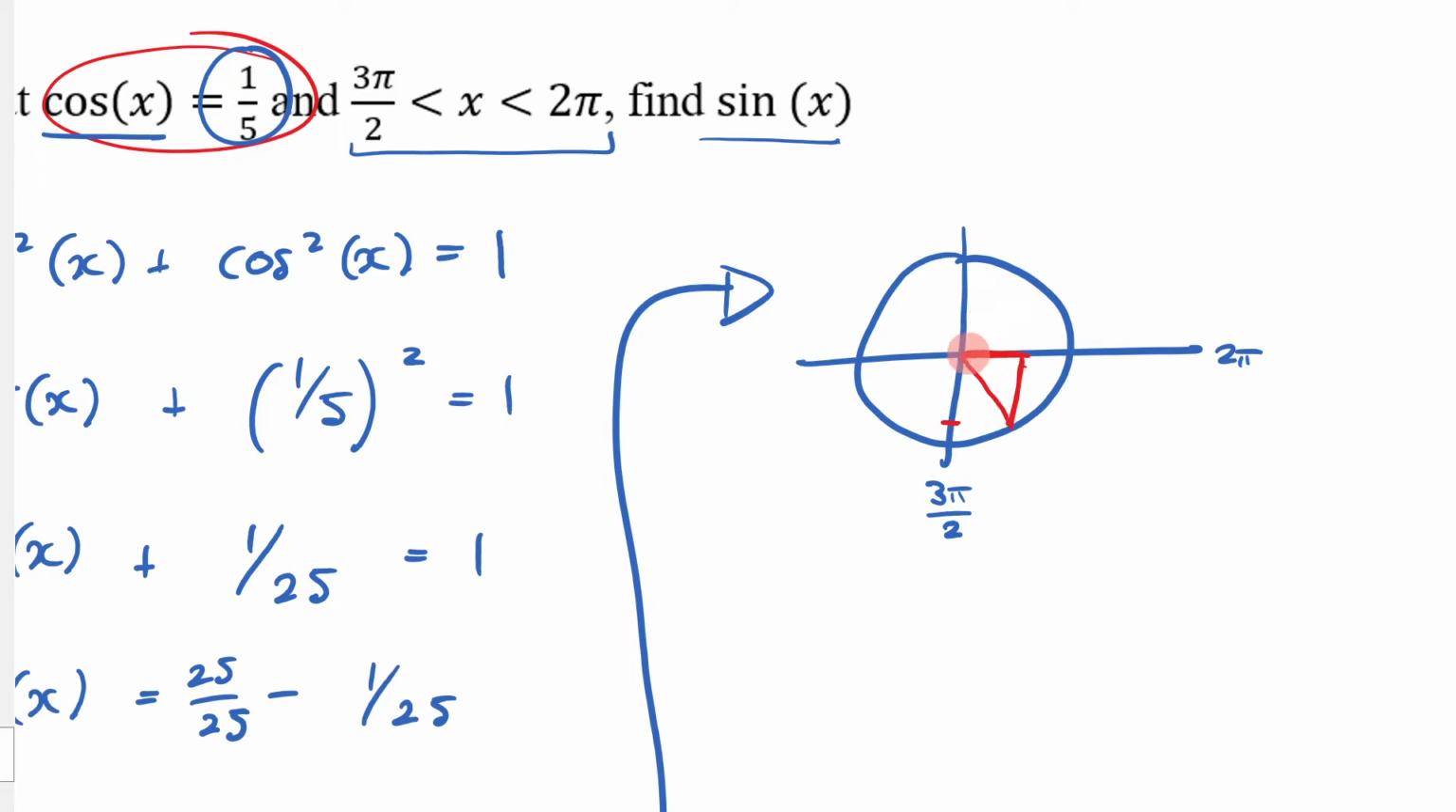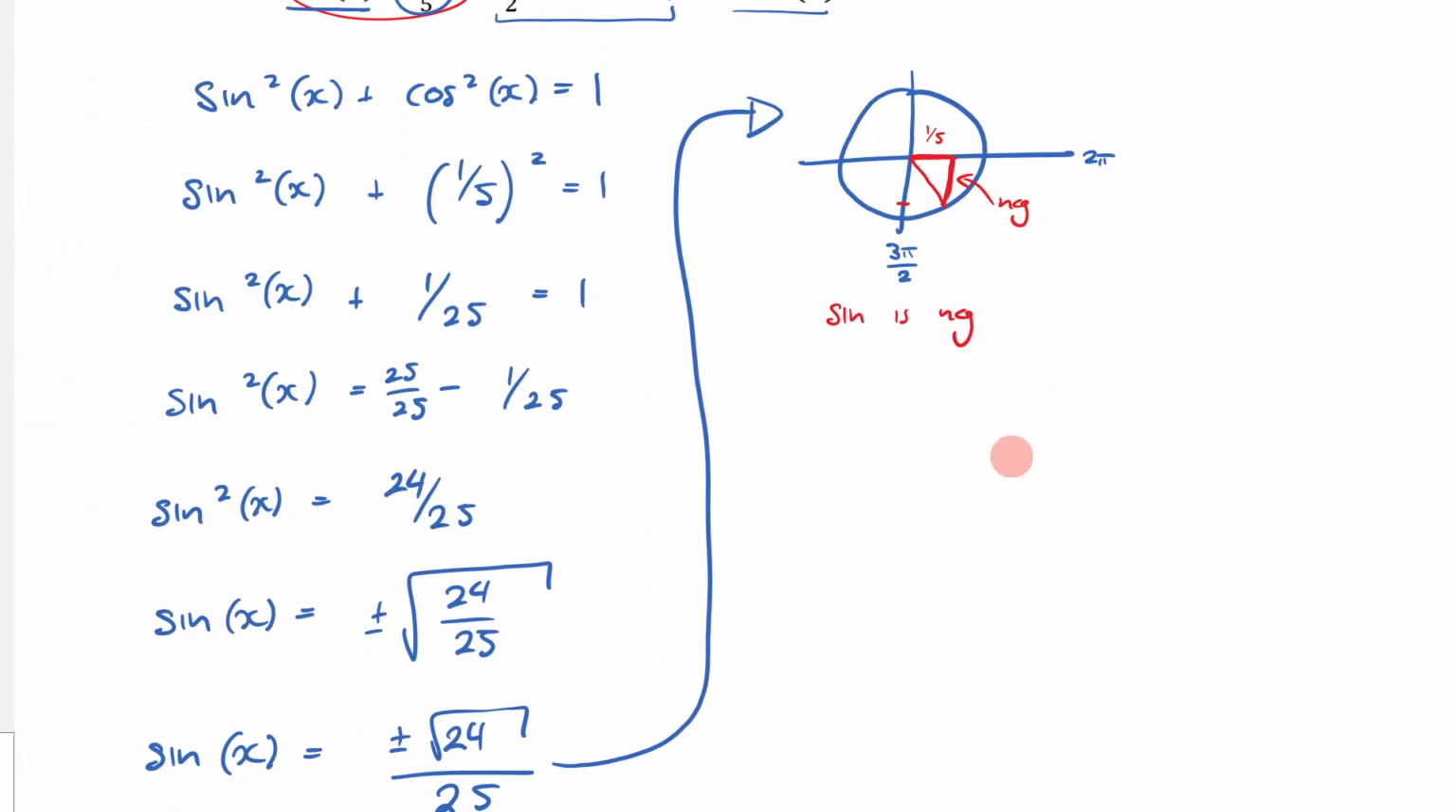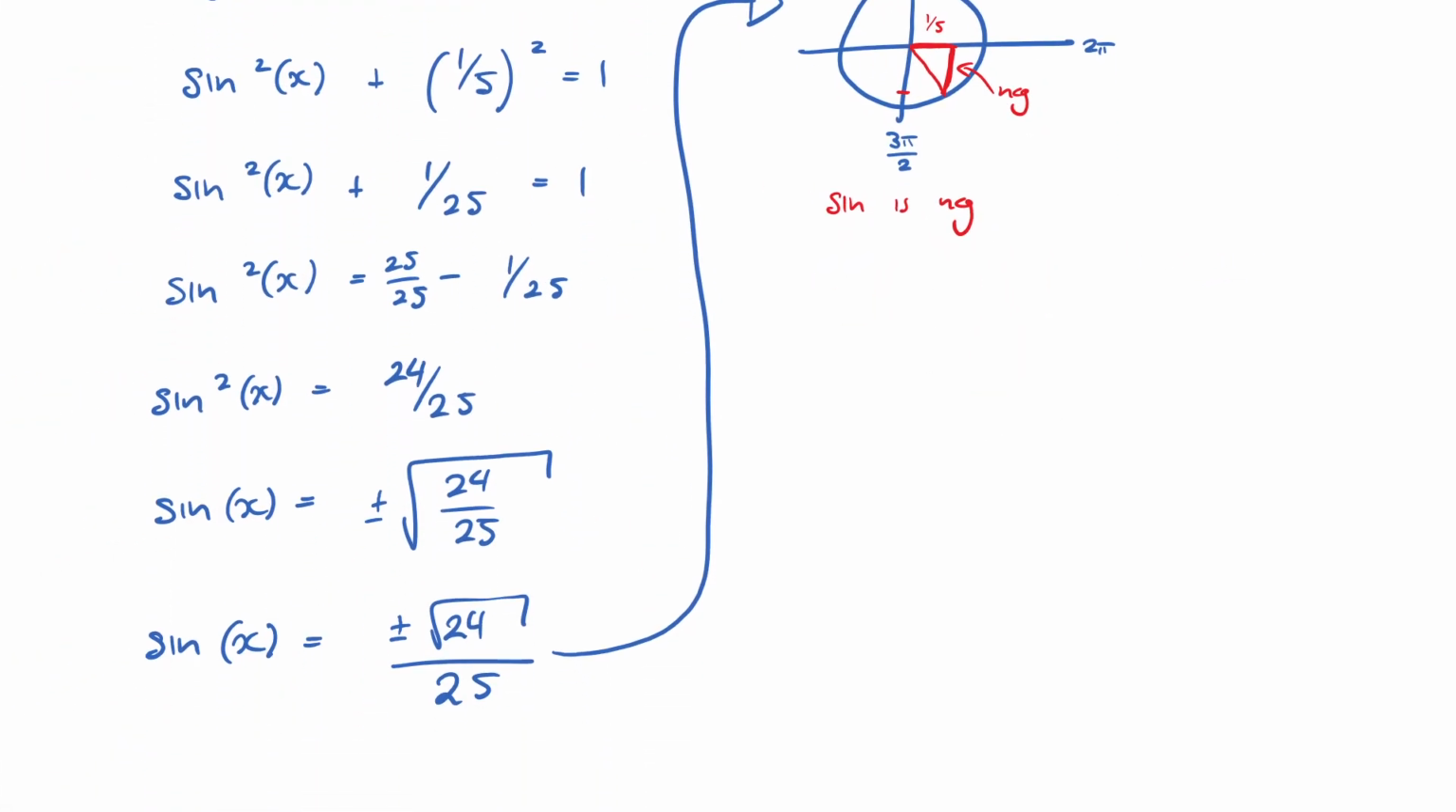We've been told that this value here is positive 1 on 5. This angle here must be negative. You can kind of see it's negative there. So that means sine has to be negative. So that means we can come over here now and write in our final answer as sine of x is equal to minus the square root of 24 on 5. My bad, it's 5, because you're square rooting it. So sine of x will be equal to negative square root of 24 on 5.